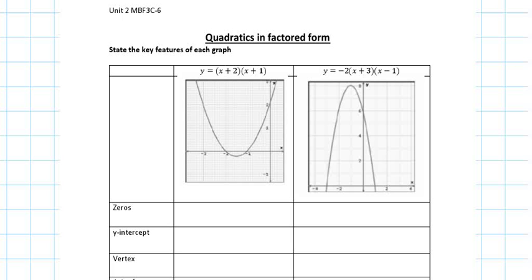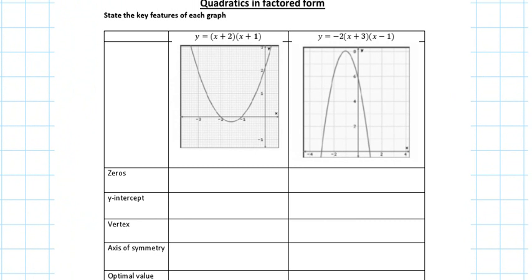this unit. So they give you two graphs here, and they're asking you for the key features of the graph. If you look at the zeros for the first one, can you guys spot where the zeros are? The zeros are the same thing as the x-intercepts. So they are one right here and one right here. Yes? So your zeros are x-intercepts. They're x equals -2 and x equals -1. We're good with that?